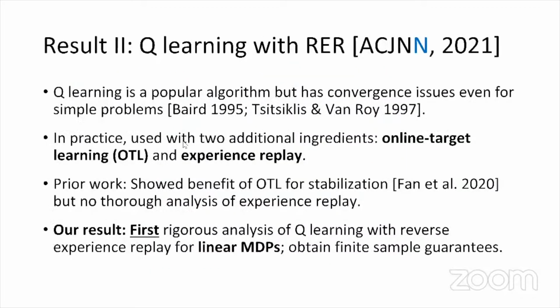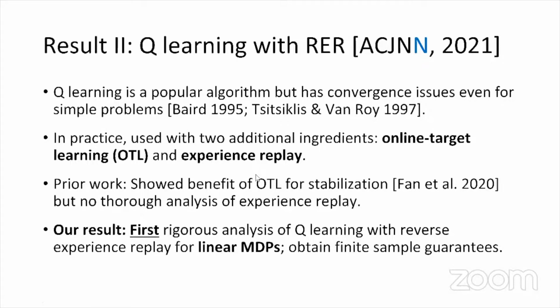And the second one that I want to mention is about Q learning in the context of reinforcement learning, again with reverse experience replay. And just to give a bit of background, Q learning is one of the most popular algorithms for doing reinforcement learning, but it has convergence issues even for simple problems with function approximation. And in practice, Q learning is actually used with two additional ingredients. The first one is what is called online target learning, which I'll explain in a bit more detail in later slides. And then the second one is experience replay.